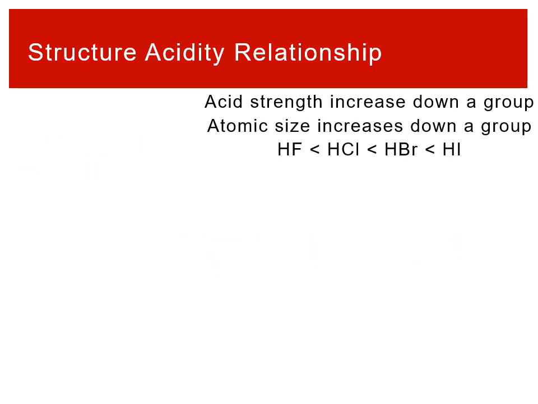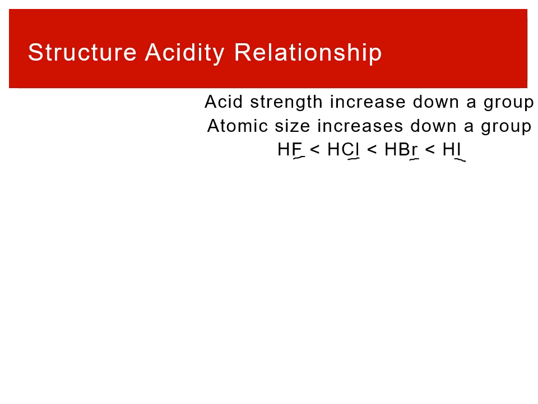So one of the things that we want to think about then is how acids that are basically just hydrogens attached to atoms change, and we can relate that to periodic table trends. Acid strength increases down a group. If we look at the halogens, fluorine, chlorine, bromine, iodine, as you go down the group you get stronger acids. This is true for any group on the periodic table. If you have atoms on the bottom of the group bonded to hydrogen, they are stronger acids than anything at the top of the group.